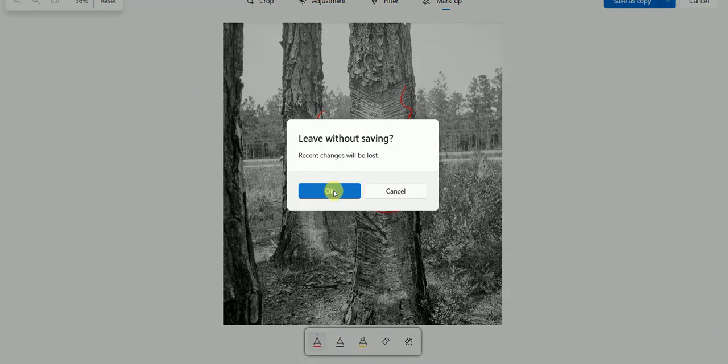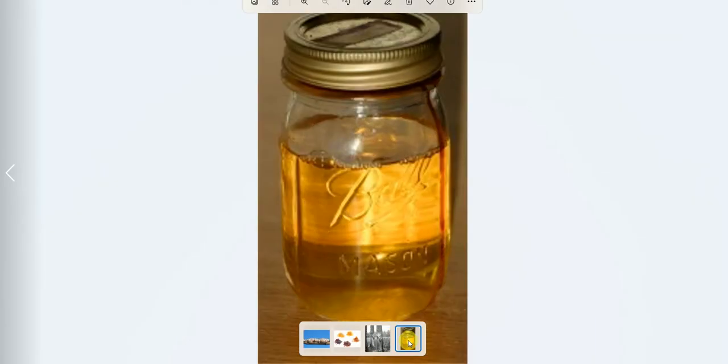Just see here, I'll show you the product. So this is the distilled turpentine, manufactured in a forest based industry.